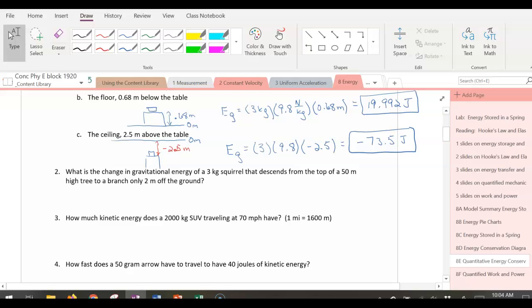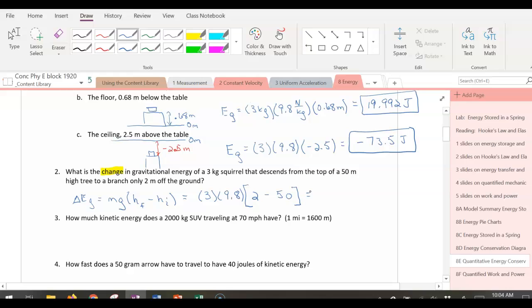Okay, here in number 2, we're talking about what is the change in gravitational energy of a squirrel that comes down. It's originally on top of a 50-meter high tree, and then at the end it's only 2 meters above the ground. So we're looking for the change in the gravitational potential energy, which is the squirrel's weight times the final height minus the initial height. Okay, so the squirrel's weight is the 3 kilograms times 9.8 newtons per kilogram. The final height is 2 meters, but its original height was 50.